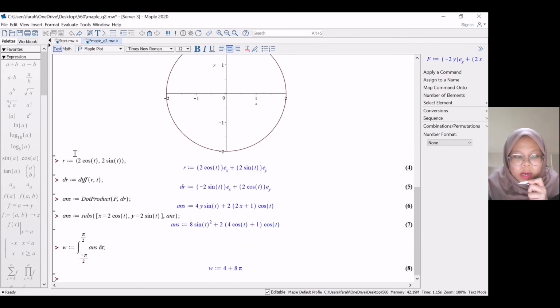Okay, then we need to find r(t) for the given curve. After that, we need to differentiate r(t) with respect to t. Okay, then we need to find the dot product of the force field with dr. We need to substitute x and y into the answer of the dot product to generate a function in terms of t. Okay, lastly, we calculate the work done by integrating the answer from negative pi over 2 to pi over 2. And finally, we get the answer where the work done is 4 plus 8 pi.